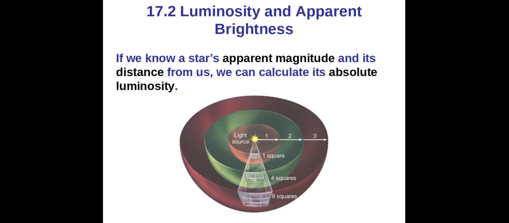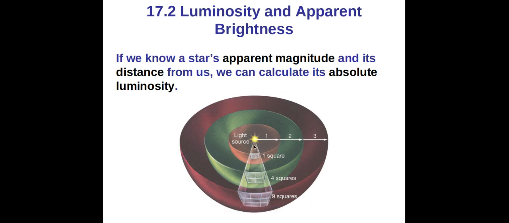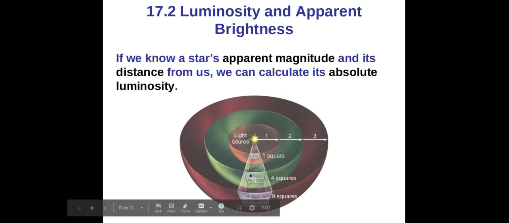And the reason why the star's apparent magnitude changes is because if you look at the diagram here, it shows the light source. Well, we'll say this is 1 astronomical unit. At 1 astronomical unit, that light takes up 1 square, whereas at 2 astronomical units, that light would take up 4 squares. And at 3 astronomical units, it would take up 9 squares. So the same amount of light is being spread over a much larger area.